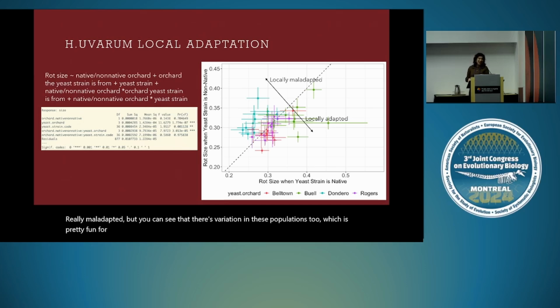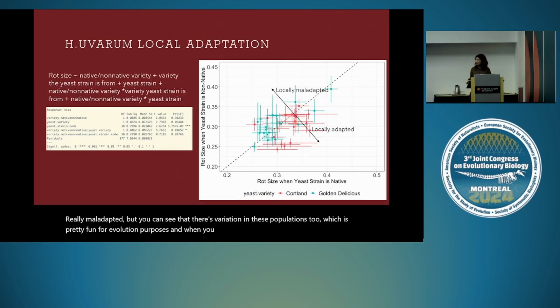And when you look at variety, you again see something similar, where there's a little bit of grouping. But what's really interesting is that Cortland yeast seem to be locally adapted, and Golden Delicious yeast seem to be locally maladapted. This is super exciting stuff because this means that there's probably evolution happening, and it might be parallel on the level of variety and also on the level of orchard. HURM genomic data is going to be coming soon, and we can actually see if this is reflected in their genomes.